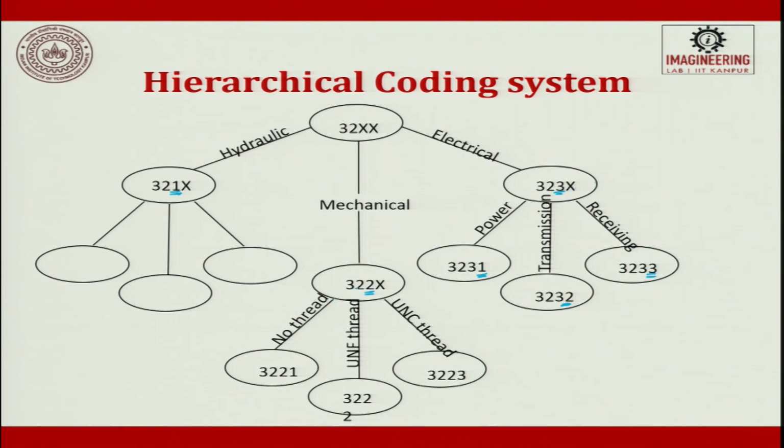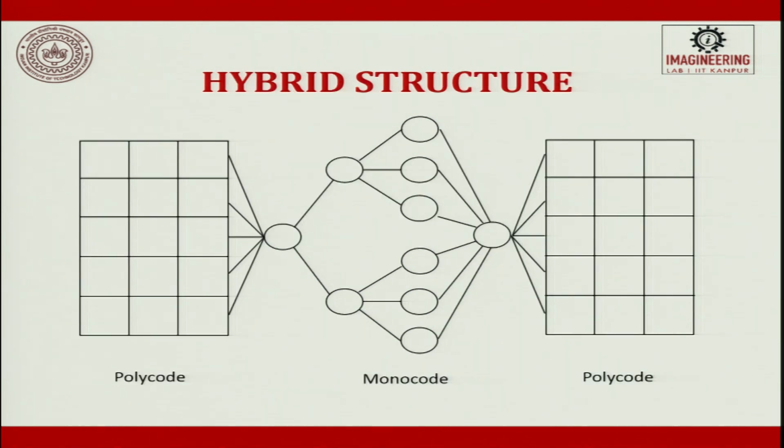When you talk about 322 mechanical system, X, 1 stands for no thread, 3222 stands for unified thread, and UNC thread is 333. So, you can see here hierarchical coding system is followed. Every digit takes information from the previous digit.